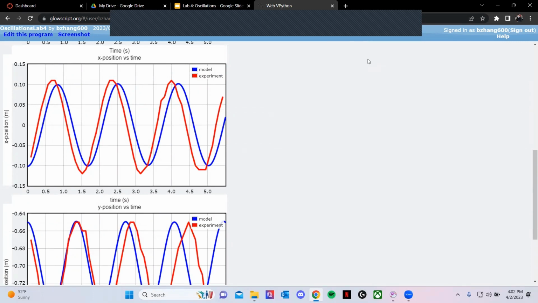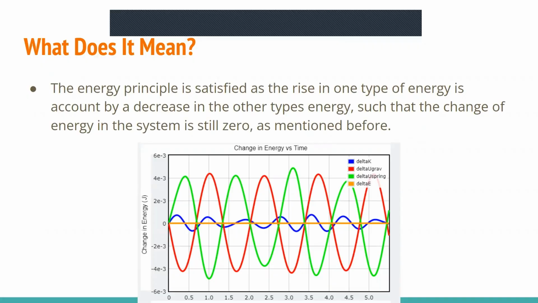Possible sources of error in this lab include the negligence of air resistance and rotational motion, both of which would slow the motion of the spring in the observed model, which is not accounted for in the predicted model. This could be a reason why the predicted model becomes less accurate over time, as we can see in this trend here. The principle is satisfied as the rise in one type of energy is accounted for by a decrease in other types of energy, such that the change in energy in the system is still zero, as mentioned before.